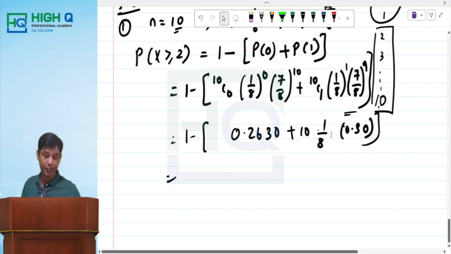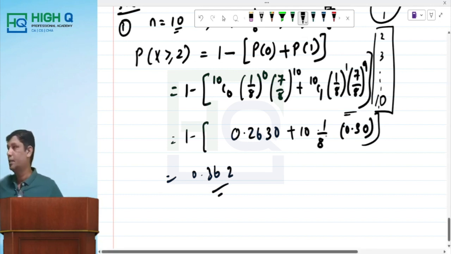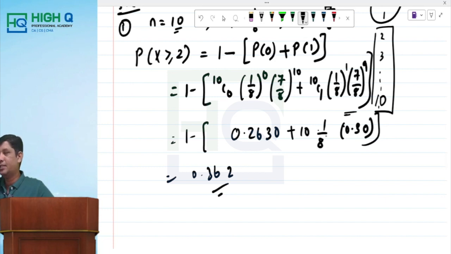Now use calculator. 1 minus also you did. Point 362. Have you all got it? Got it.